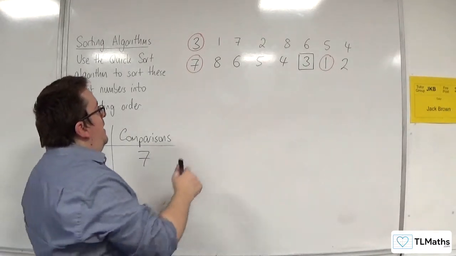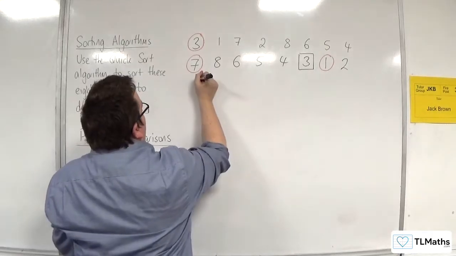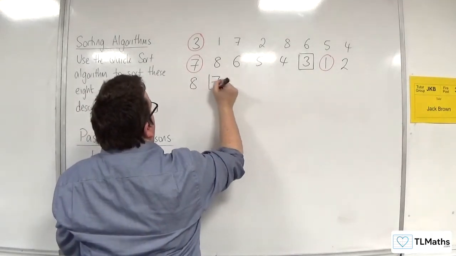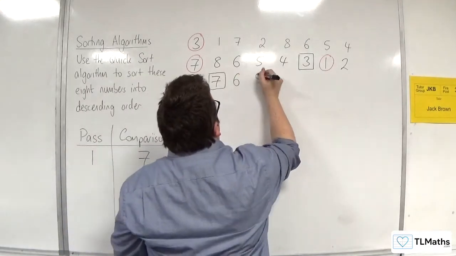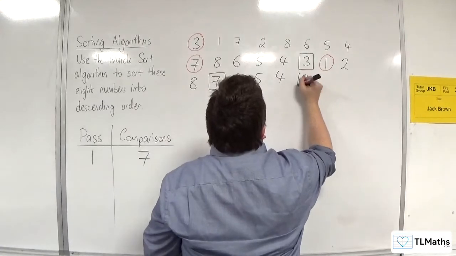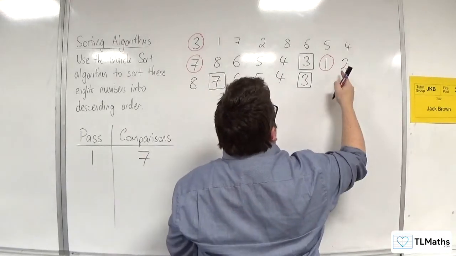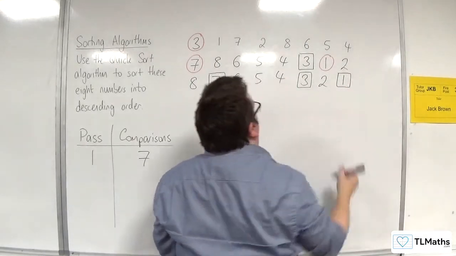So any number larger than 7 must go to the left. So that would just be the 8. The 7 has now been used, so that gets boxed. And we have the 6, 5 and 4 go to the right of 7. The 3 is still boxed. And 2 is larger than 1, so that goes to the left of 1. And 1 has been used, and so it gets boxed.